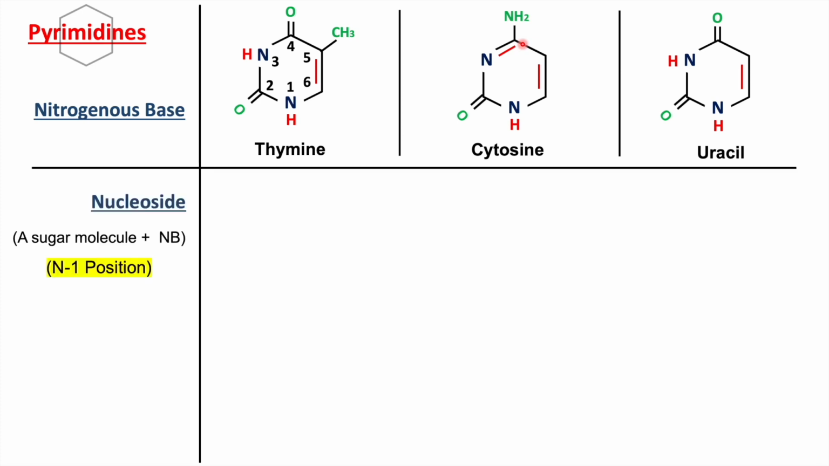Like we saw before, nucleosides are basically the attachment of a sugar molecule to the nitrogenous base. When the sugar molecule is attached to the nitrogen base, the important thing to remember here, unlike purines, is that the sugar molecule is attached to the N1 position of the pyrimidine ring, that is position 1 of the nitrogen atom in the 6-member ring. So when the sugar molecule is attached to thymine, it becomes thymidine, and that is its nucleoside.